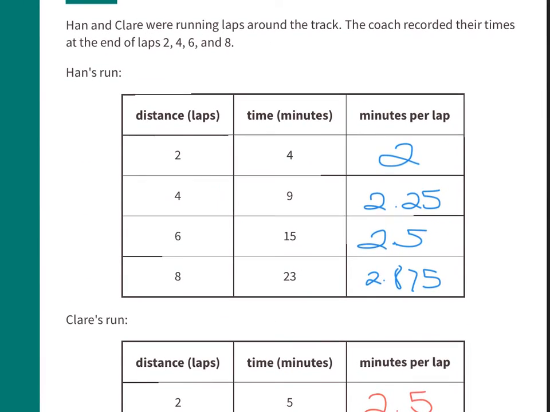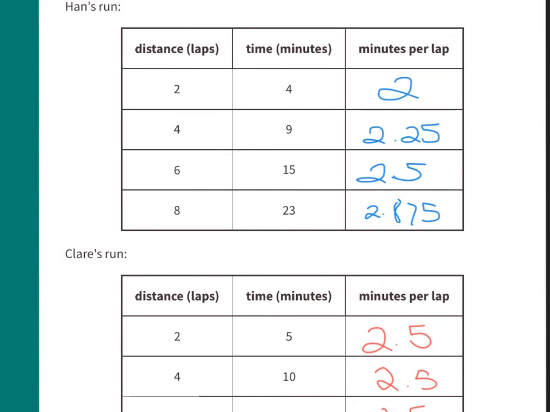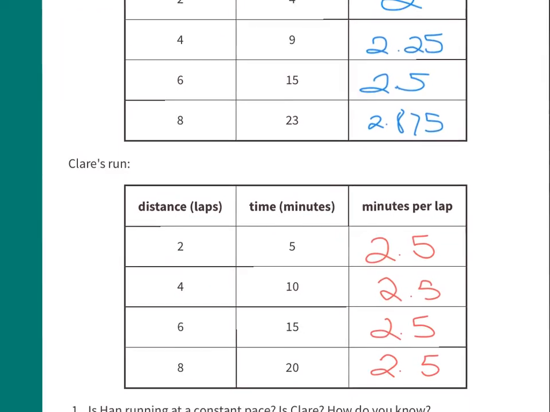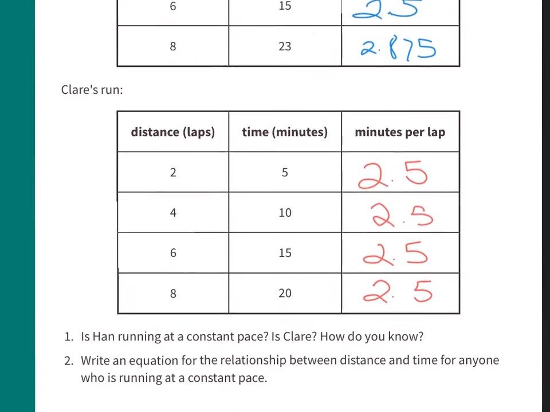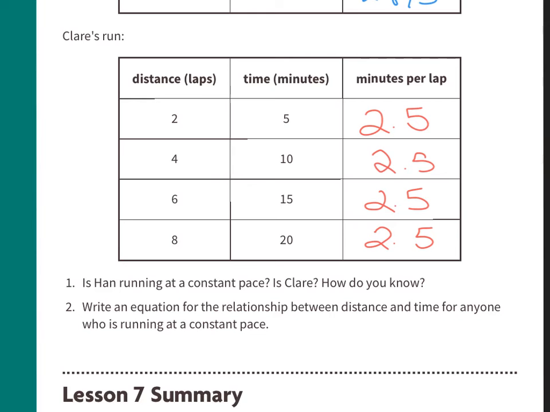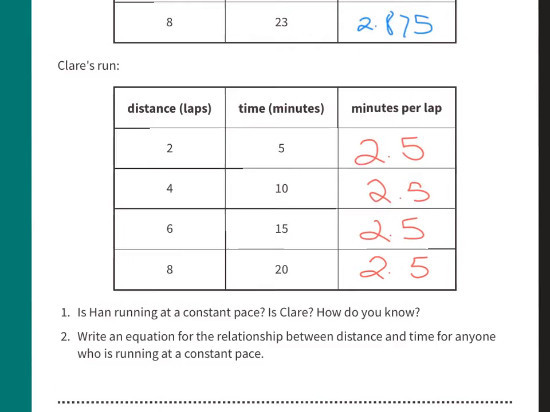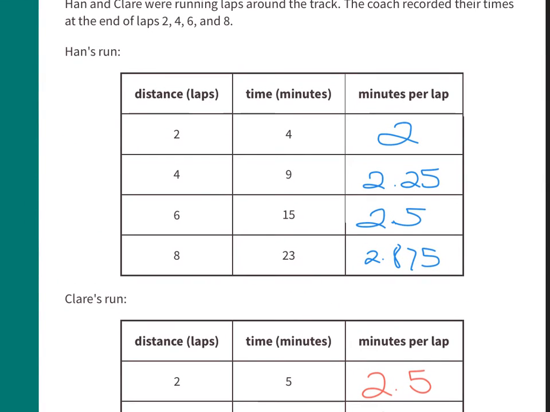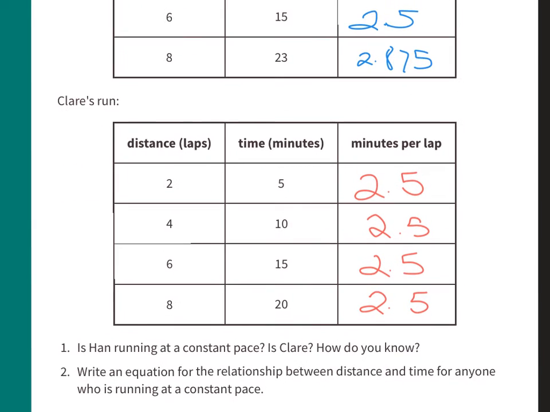Okay, so there's Han: 2.5, 2.25, 2.5, and 2.875. And here's Claire: 2.5, 2.5, 2.5, 2.5. Is Han running at a constant pace? No, because the minutes per lap is different. So Han is not running at a constant pace, so we'll put a frowny face. Is Claire running at a constant pace? Yes, because all the minutes per lap are the same. So Claire gets a smiley face.